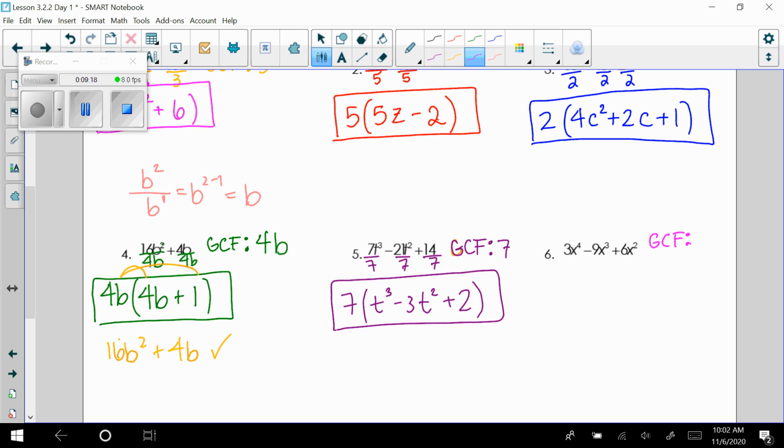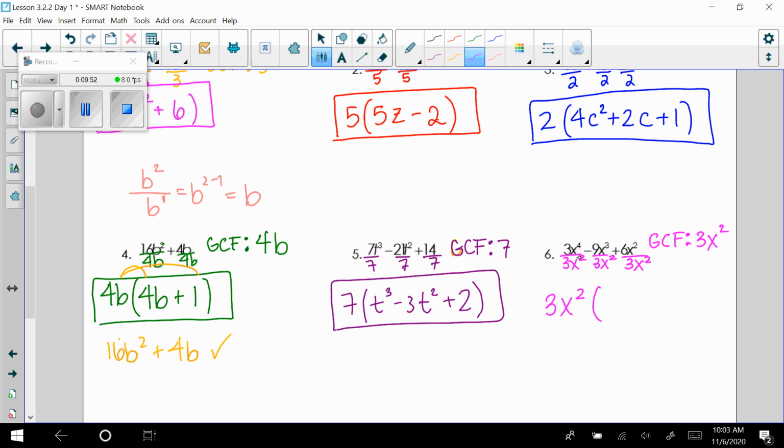All right, so you should have gotten that 3 divides into all the terms. And then as far as the most x's, this one has 4 to give up, this one has 3 to give up, and this one has 2 to give up. So the most that they all could give up would be 2. So the GCF would be 3x squared. Okay, so that's what we'll put on the outside of our parentheses. And we'll just divide each term by 3x squared.